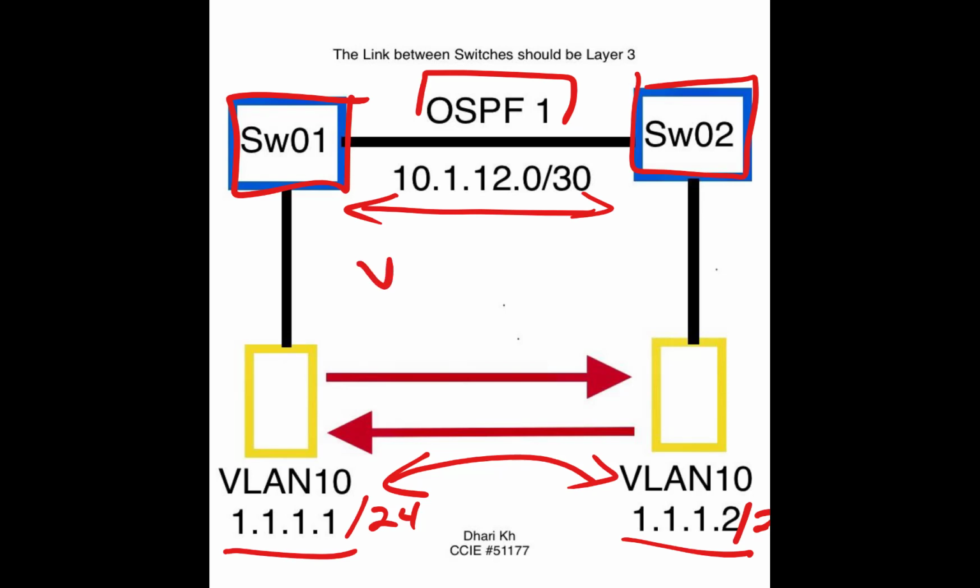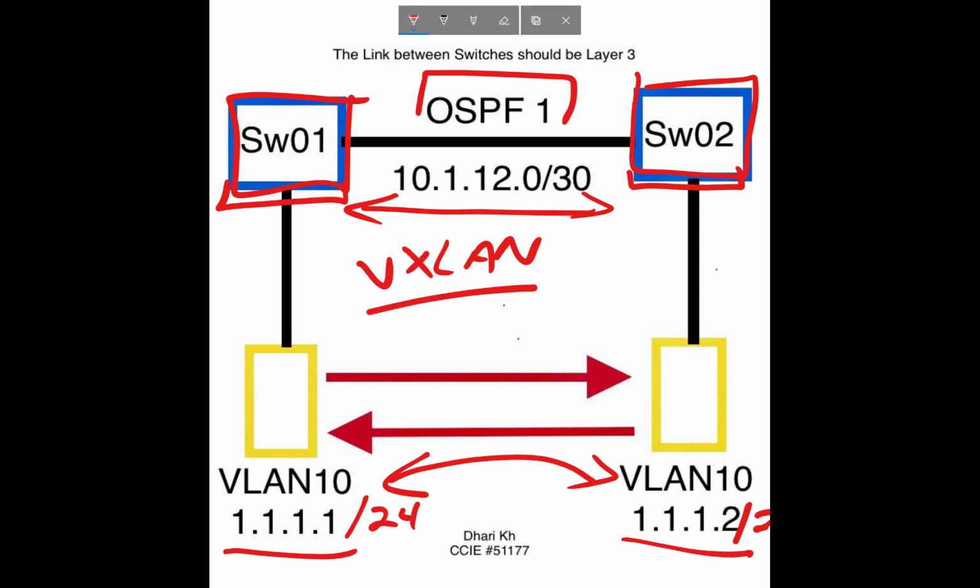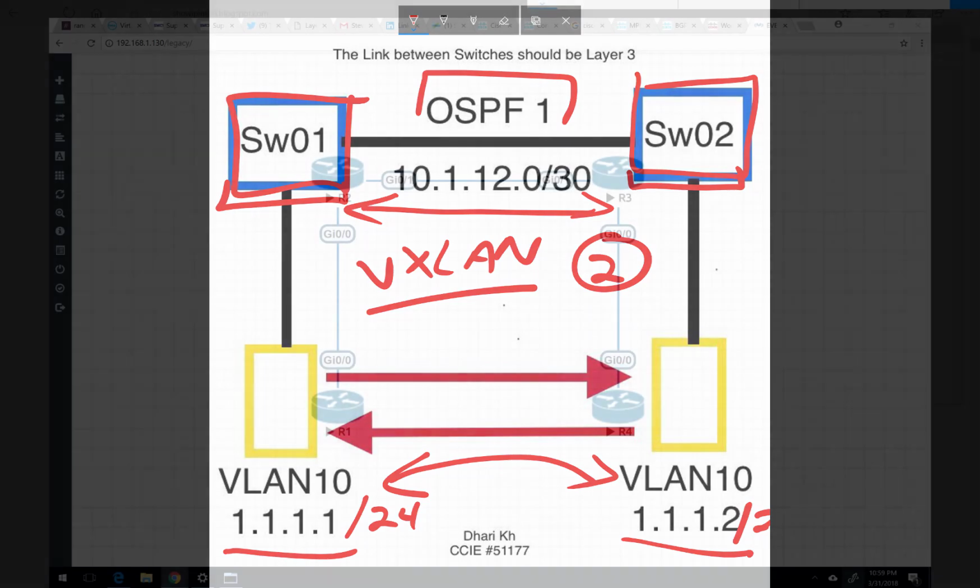So this is actually going to be using VXLAN, but I don't actually have the switch images necessary to run VXLAN. So I'm going to go ahead and use the Cisco router platforms, and I'm going to show you two alternative ways of solving this.